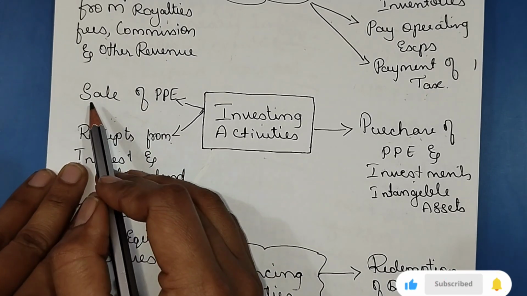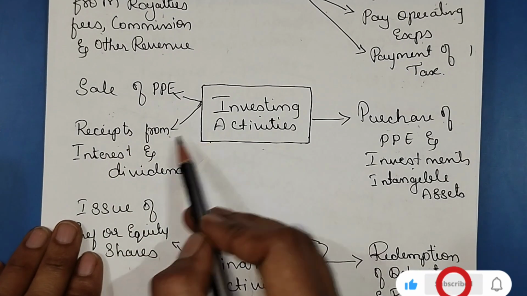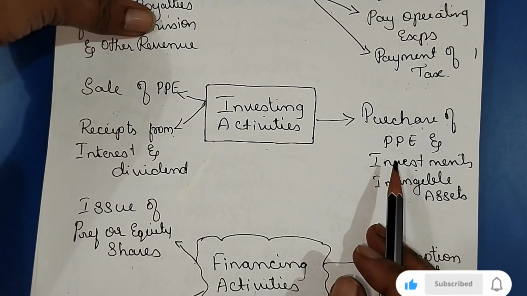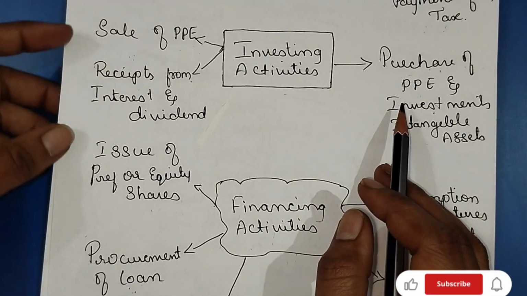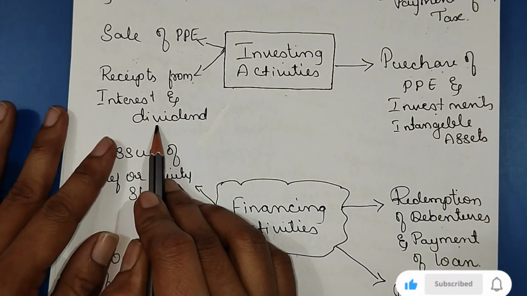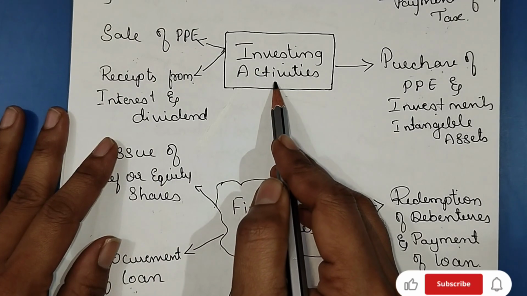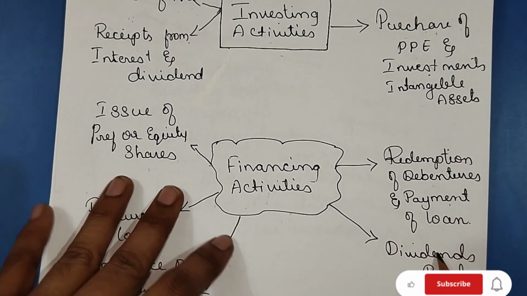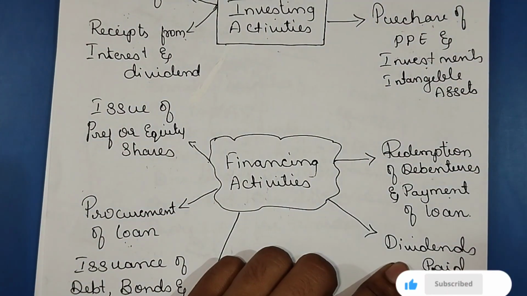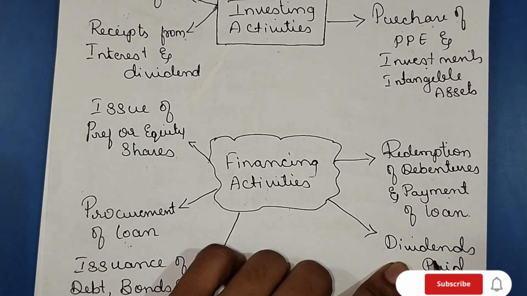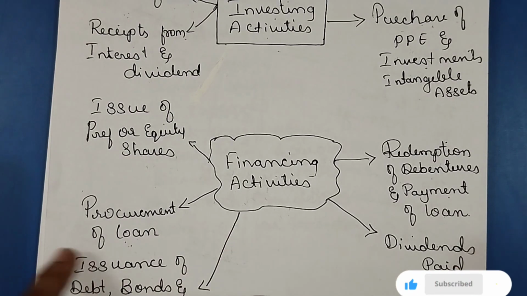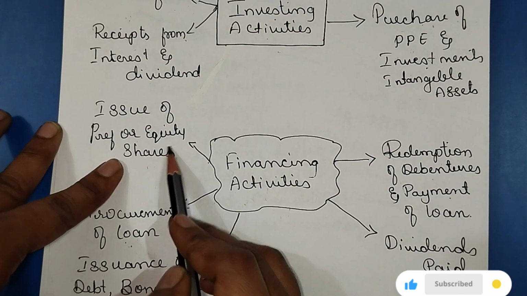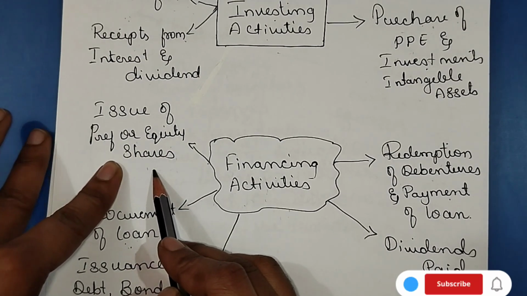Okay. Sale of PPE, receipts from interest and dividend. You have done investment in another company, for that you have received a dividend. So when you receive a dividend, that is coming under investment activity. When you pay dividend, that is coming under the financing activity cash outflow, because you paid dividends, reduced your cash, right? So that's why. Now issue of preference shares or equity shares, so that increases your cash.